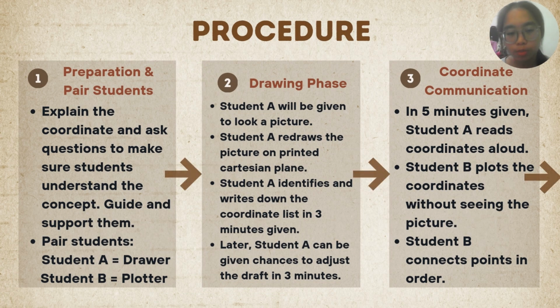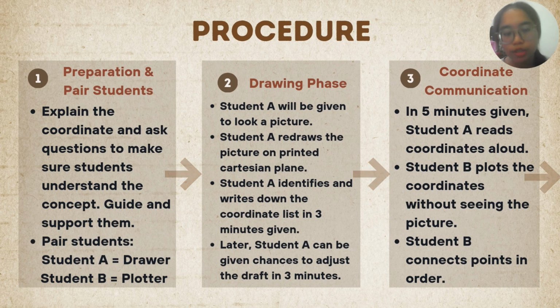So, what is the procedure of this activity? The first step is preparation and pairing the students. Before the activity starts, we have to explain the coordinates and ask questions to the students to make sure that they understand the concept. We also have to give them guidance and support. After that, we can start the activity by pairing the students, with student A as the drawer and student B as the plotter.